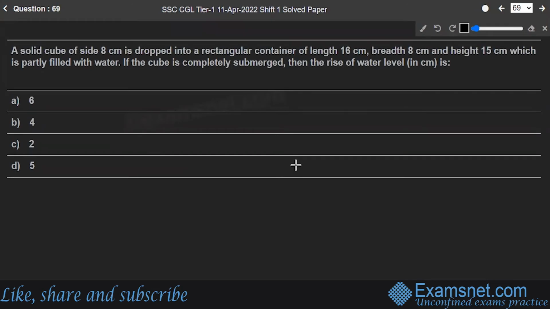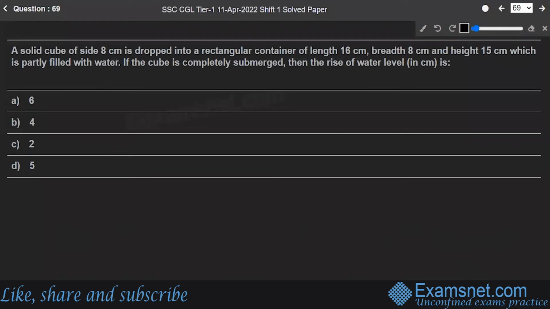It says a solid cube of side 8 centimeter is dropped into a rectangular container of length 16 centimeter, breadth 8 centimeter, height 15 centimeter, which is partly filled with water. If the cube is completely submerged, then the rise of level in centimeter is.